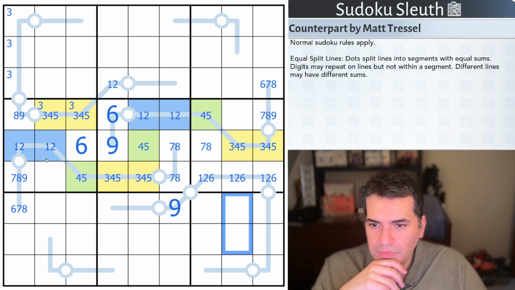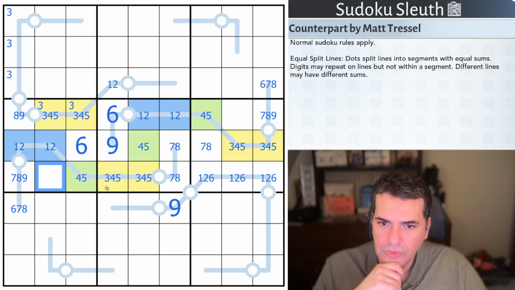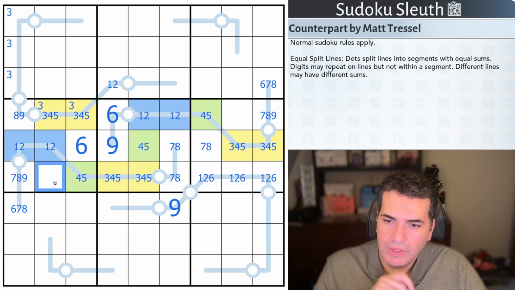I was feeling very happy with the colors, by the way. And I was thinking, we're off to a great start, but kind of nosedived a bit. Let's have a think. All right. The 9 has to be in here.